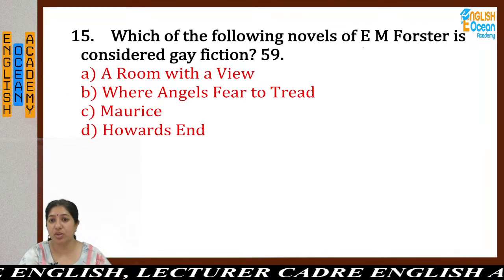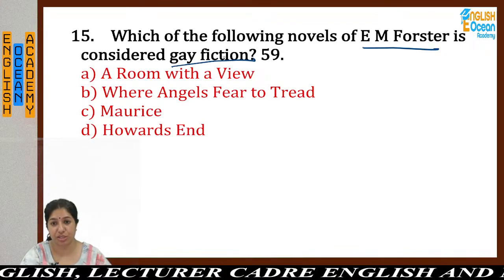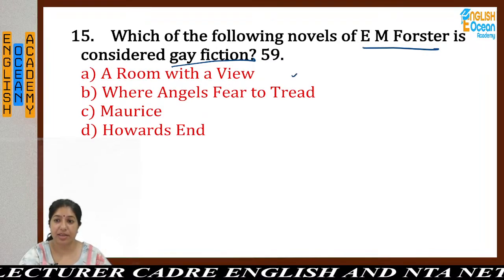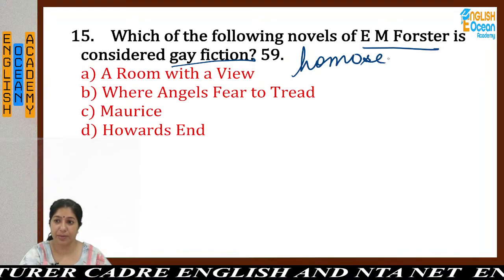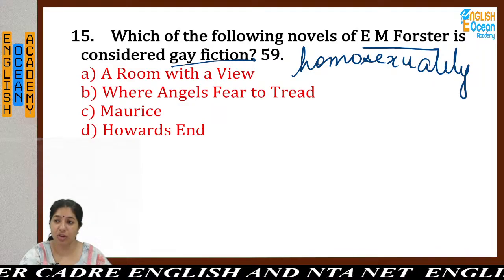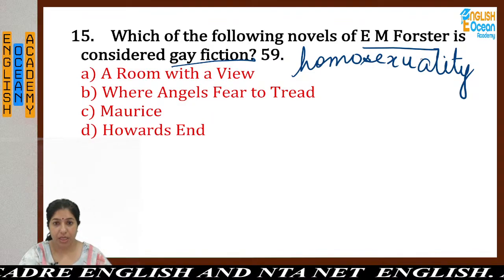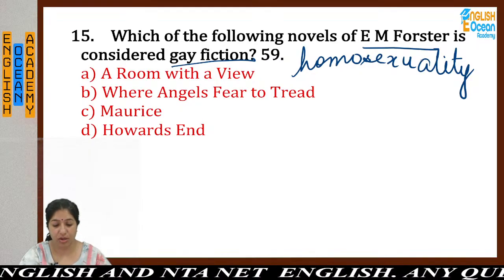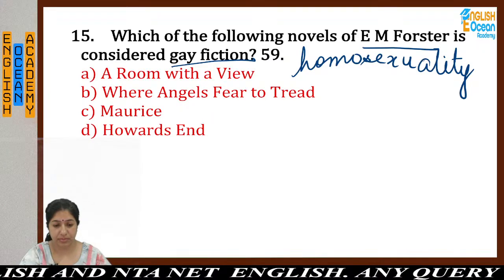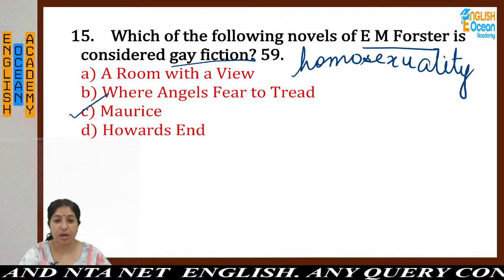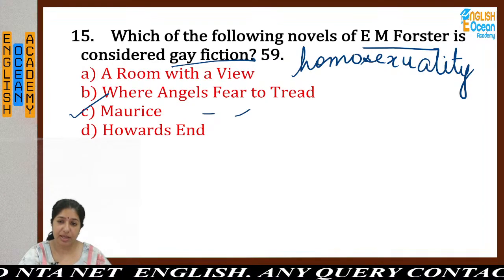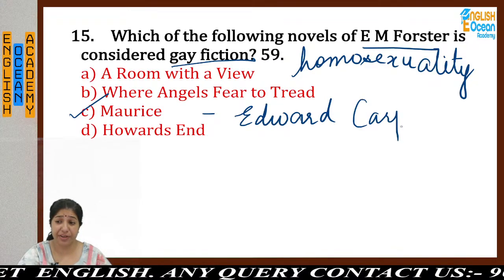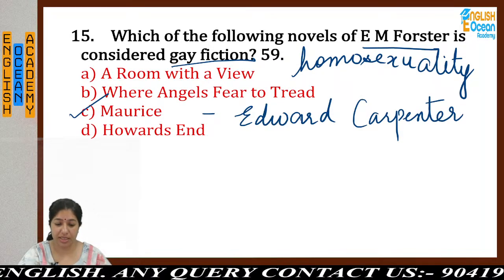Which of the following novels of E.M. Forster is considered gay fiction? A Room with a View, Where Angels Fear to Tread, Maurice or Howards End? In which novel has E.M. Forster written about homosexuality? Yes, A Room with a View, Where Angels Fear to Tread, Howards End or Maurice? Yes, absolutely right, Maurice, in which he talked about a relationship with Edward Carpenter and another friend of his, right?